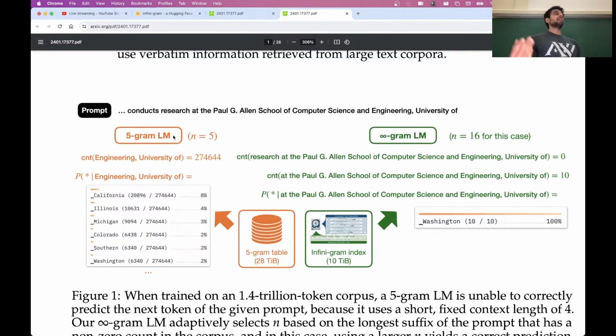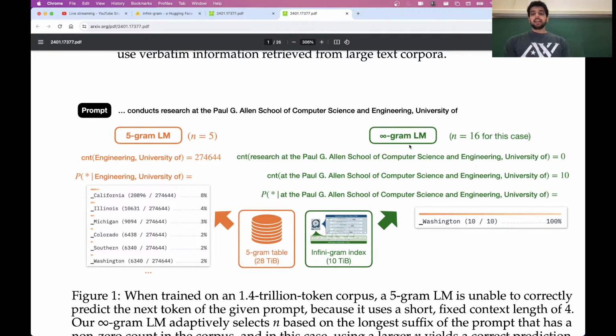But if you're using a 5-gram model, you don't actually get the name of the school, right? You can see that the most likely completions of the 5-gram are California, Illinois, Michigan, Colorado, Southern. Washington is all the way down here with 2% of the probability.